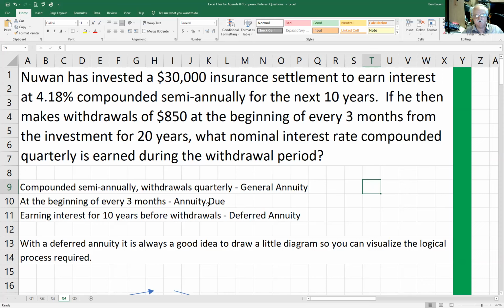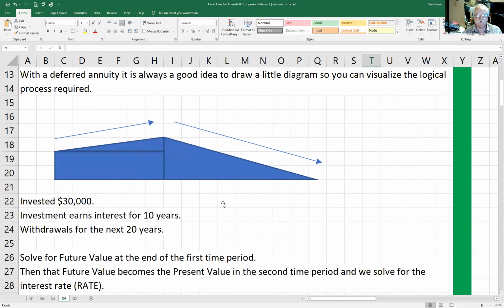It's still an annuity due. And there's still a deferred period. So it's a deferred annuity. So let's take a look at how we're given the information. We're told that at the beginning there was $30,000. It sits there for a certain period of time, in this case, 10 years.